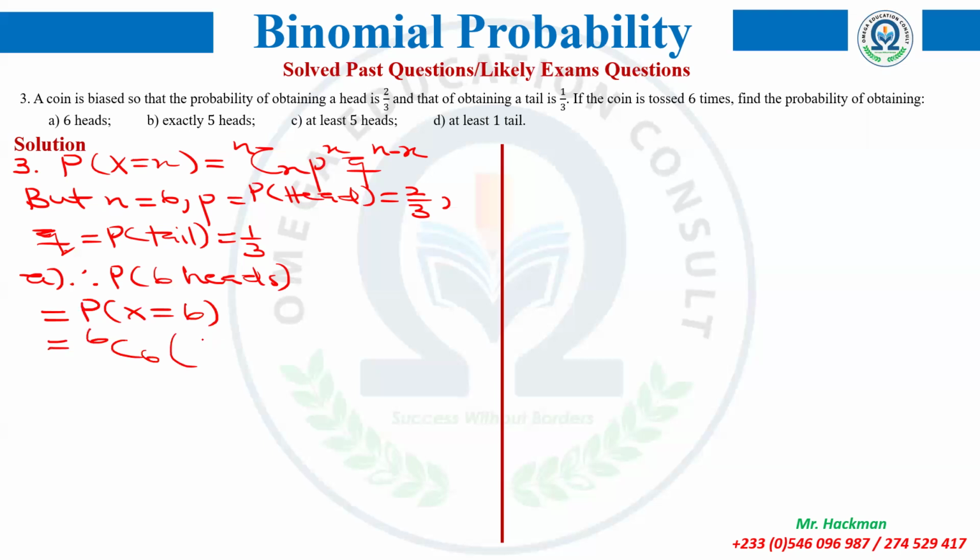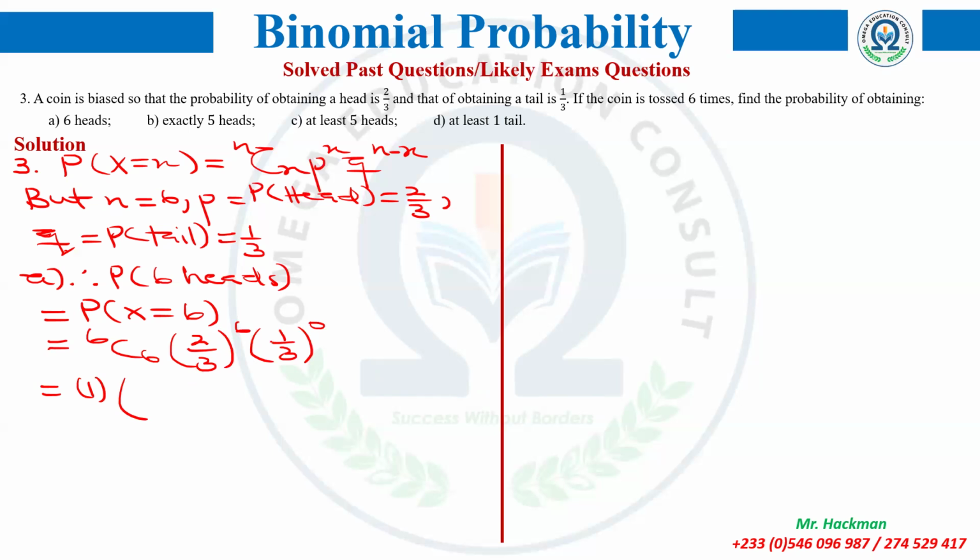2 over 3. Very good. So it is no more our usual fair coin. 2 on 3 raised to the power 6, times 1 over 3 raised to the power 0. Any number combination itself is 1, so this is 1 times 2 on 3 all to the power 6.